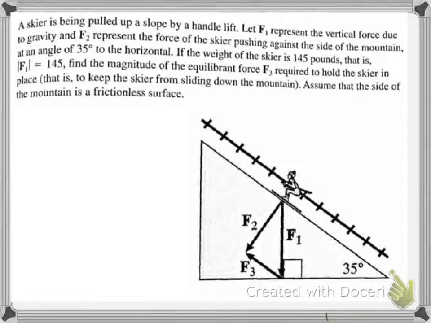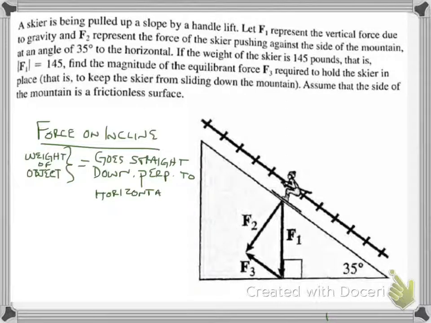Okay, so there's going to be three parts that we're going to use. The first is going to be the weight of the object. In this case, the object is the skier. So the weight of the object is going to go straight down, and for this problem is F1, which they do tell you in here. F1 is equal to the weight of the skier, which is 145. And it's going to be perpendicular to the horizontal. The horizontal is here. So F1 goes straight down, that's the weight.